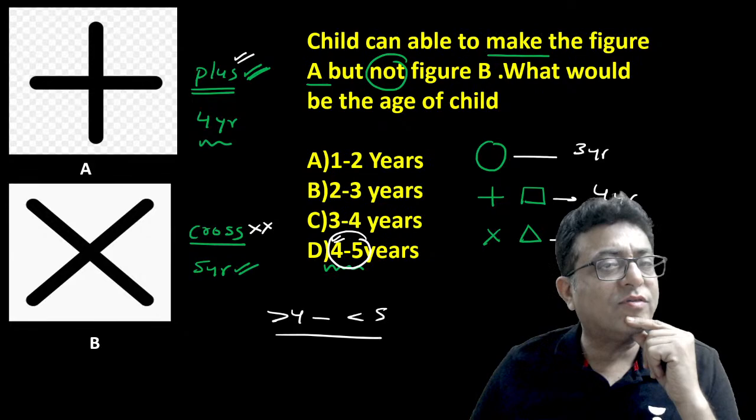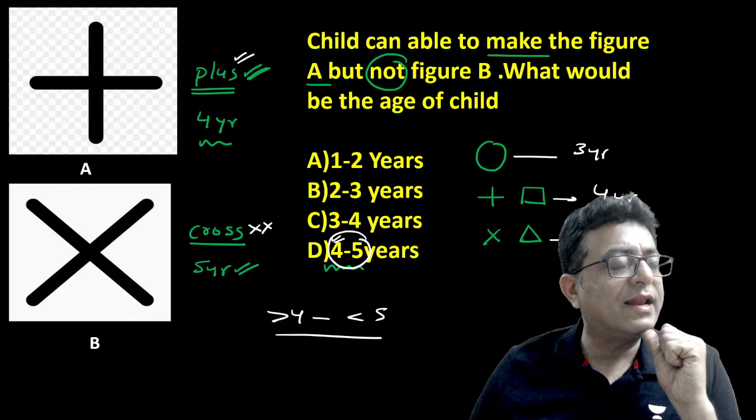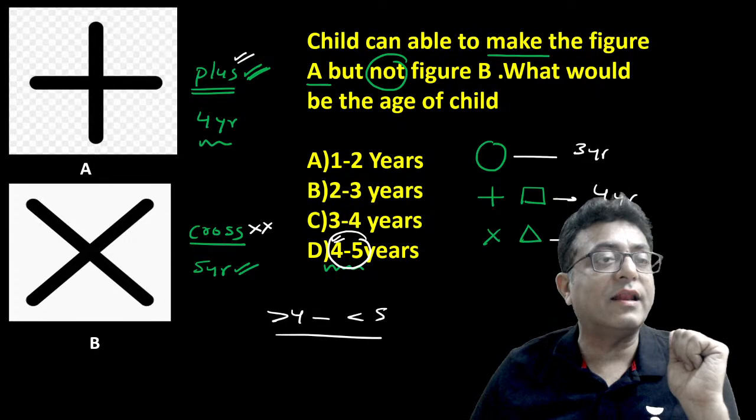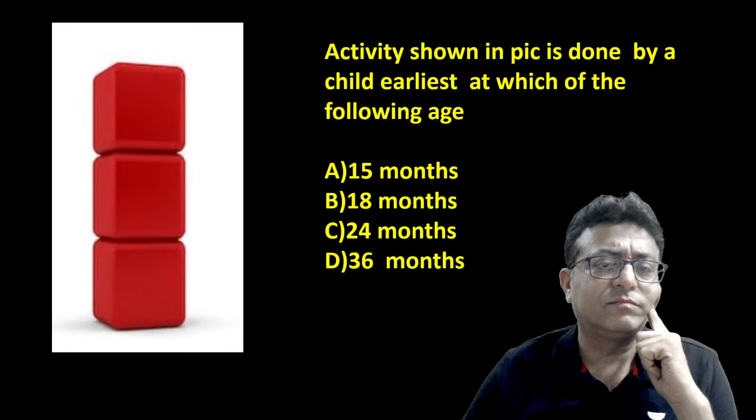Am I clear? Give me a thumbs up. This is a classical question. Clear? When a child can make plus, cross, square, triangle, circle, you should be clear in this. Answer. Another classical question. Take your time. Answer it.